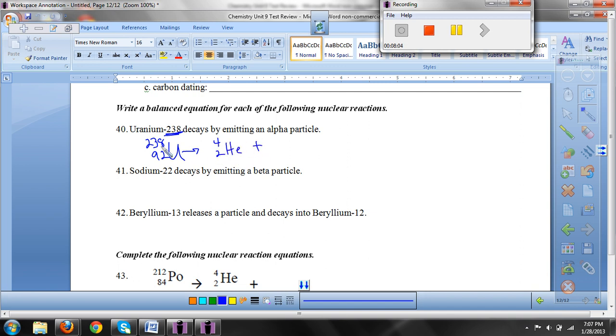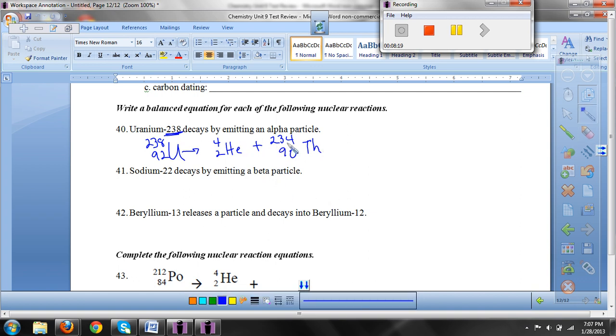So then I have something left. That 238 minus 4 gives me 234, and then 92 minus 2 gives me 90. I look up 90 on the periodic table, and I know that element 90 is thorium, Th. So that's what it looks like, and it's completely balanced.